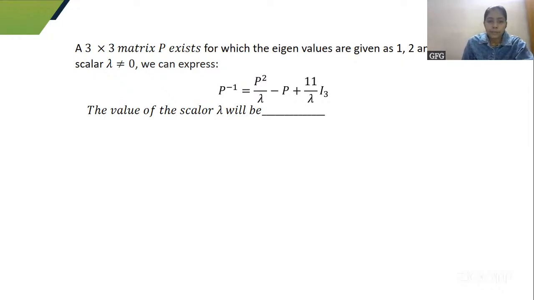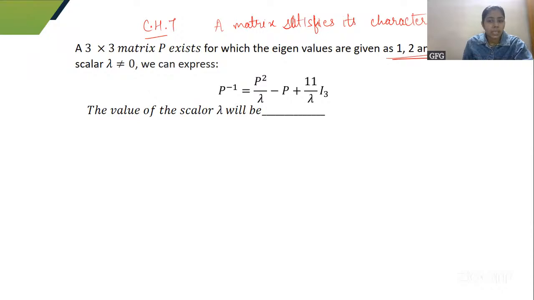So guys, you have to use the Cayley-Hamilton theorem here. What the Cayley-Hamilton theorem says is that a matrix satisfies its characteristic polynomial, satisfies its characteristic equation, right? Now because I have given the eigenvalues, can I form the characteristic equation? The characteristic equation would be (x minus 2)(x minus 2)(x minus 3). So this would be the characteristic equation of the matrix P.